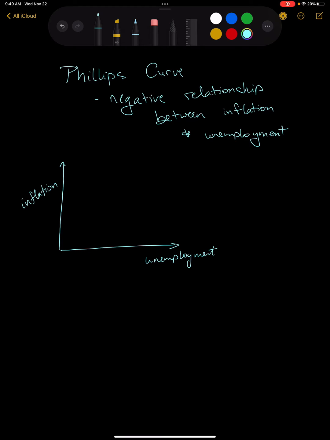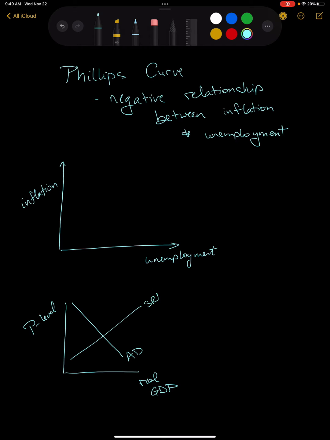And I want us to take a step back for a second and think about our old aggregate supply, aggregate demand model. I'm going to leave off the long run for the time being. So I've got my price level and my real GDP, and I've got some aggregate demand, short run aggregate supply, and my economy is starting at point A.